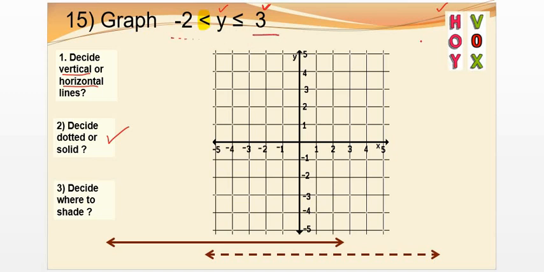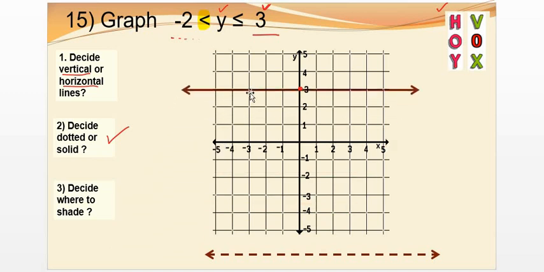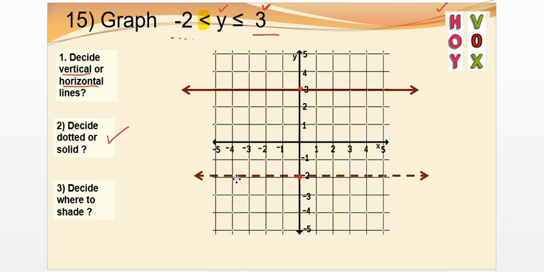Clear? But where do we have to draw these lines? The first line will be at y = 3. Where is y = 3? y = 3 is here, right? And it's going to be a solid line. So let's take a solid line and draw it over here. So you have to draw it here. Clear? Then -2. Where is y = -2? y = -2 is here. That means now you have to draw a dotted line at y = -2. It will be here, right?